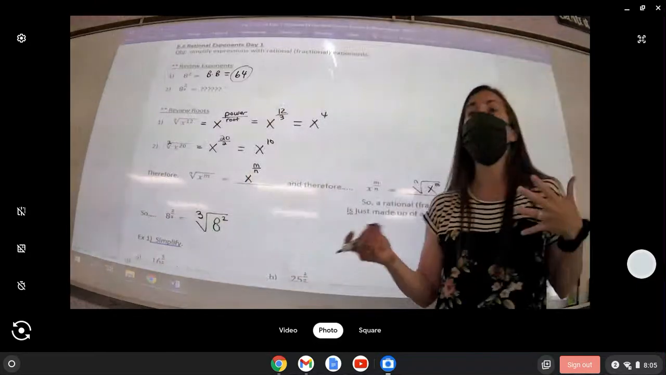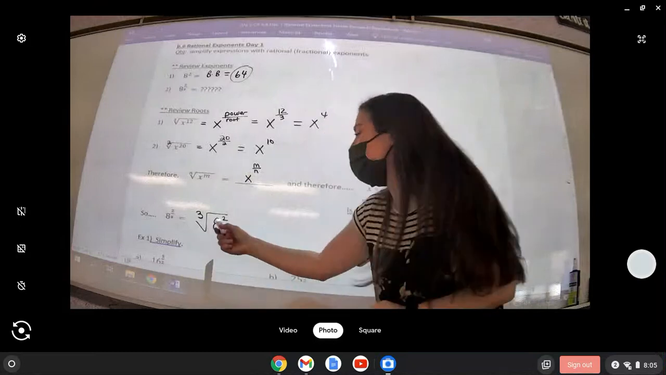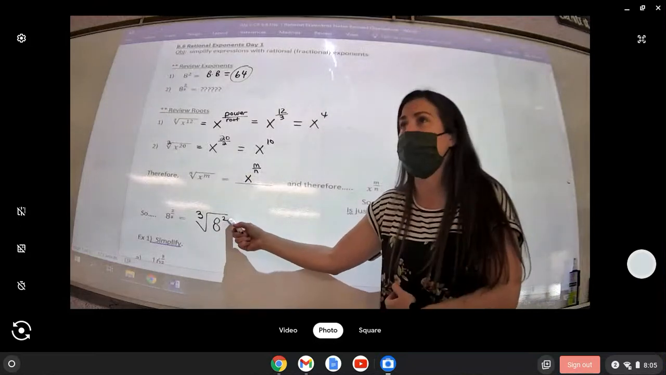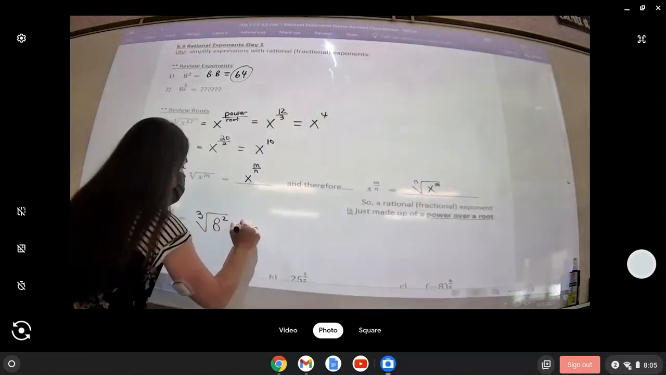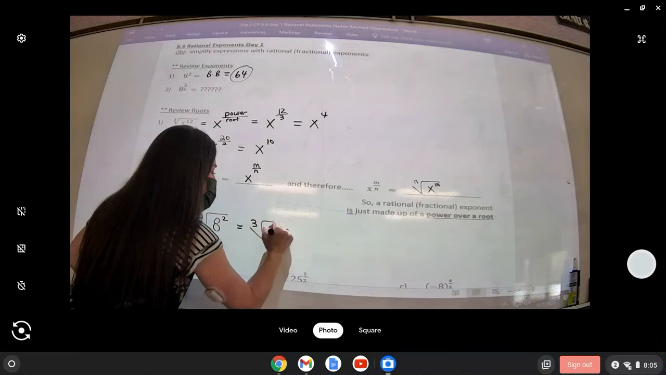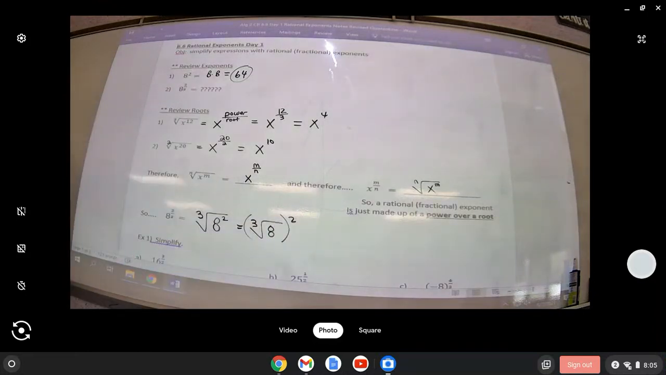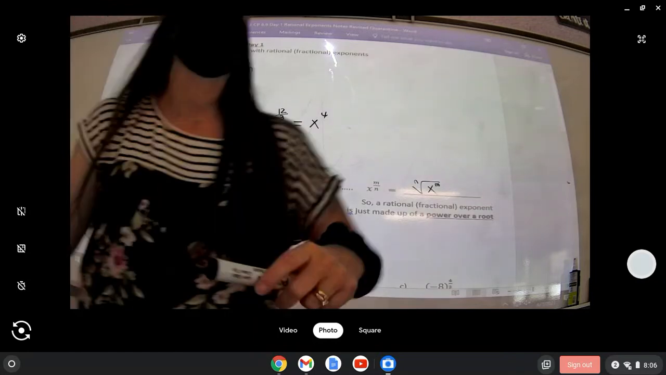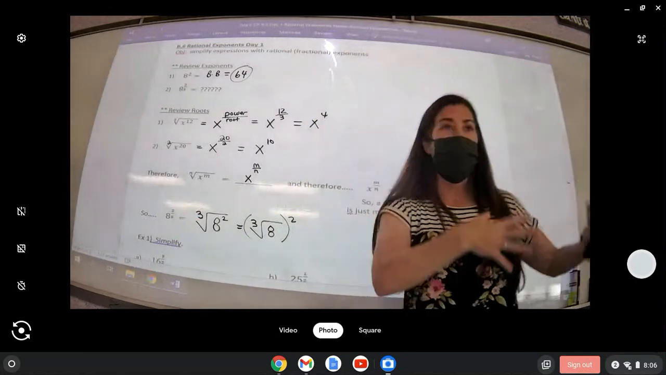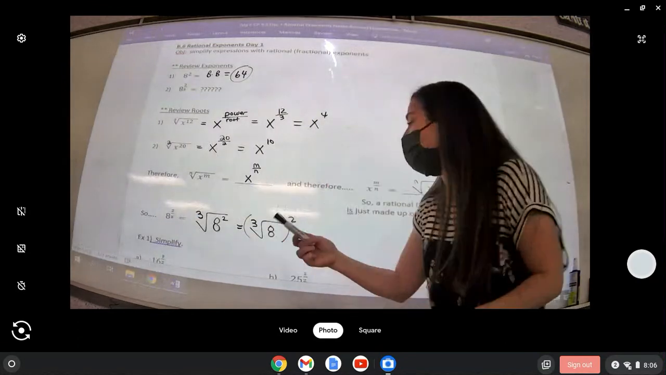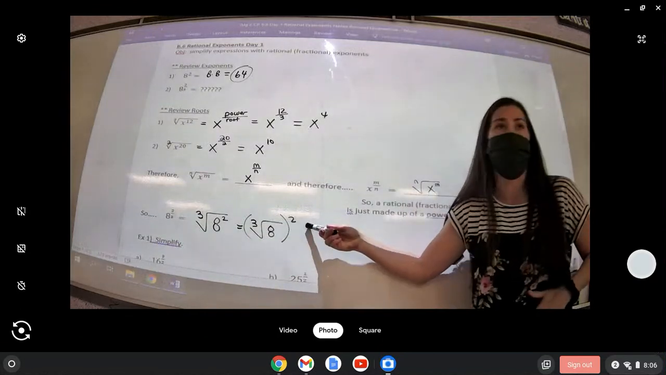Now, when you go to simplify this, you can do the root or the power first. I could take 8 and square it and get 64, and then take the third root of 64. You could do that. Or you're allowed to take the root of 8 first and then square it last. Either one of them is equivalent. It doesn't matter whether you do the power or the root first. My rule of thumb is I would rather make something smaller before I make it bigger. So I usually do the root first, make the number smaller, and then I do the power last.